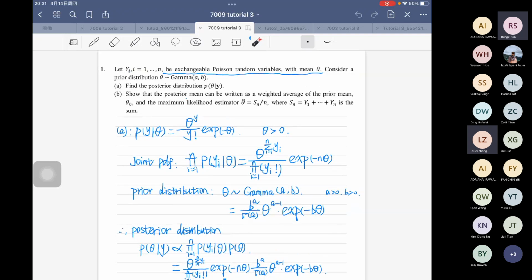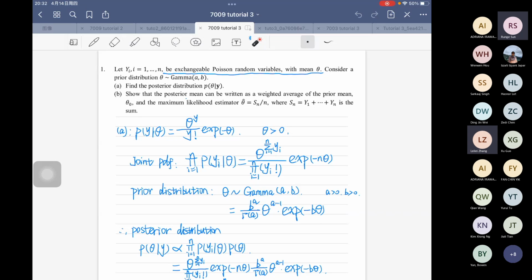Question 1. Let Y_i be exchangeable Poisson random variables with mean theta. Consider a prior distribution where theta follows Gamma(a, b). Then part A is to find the posterior distribution of theta given y.